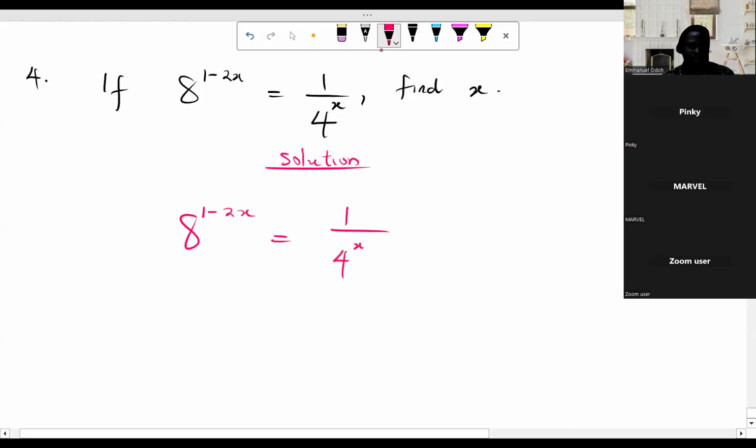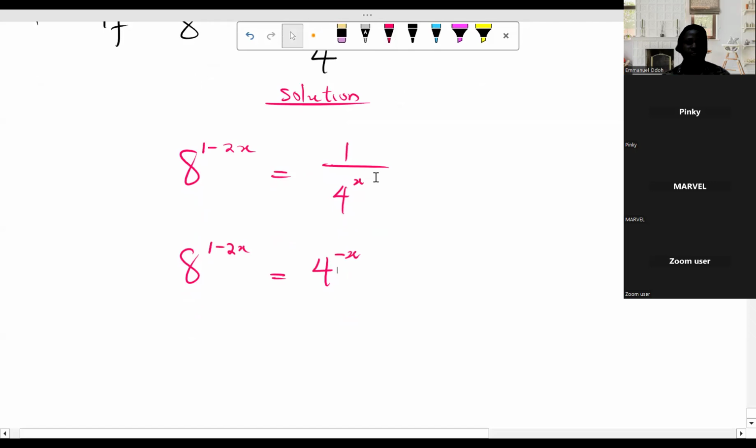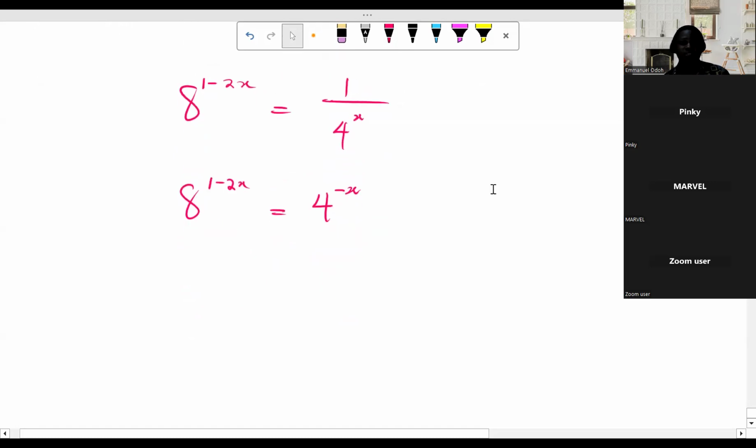And for me, I would like to take this 4 up. So first thing, that's what I want to do. This 4, when it goes over, becomes 4 to the power of minus x. So I just want everything to be like that. But there are different ways. Some persons may decide to cross multiply, but I think this will not cause confusion. So now let's express each of these.